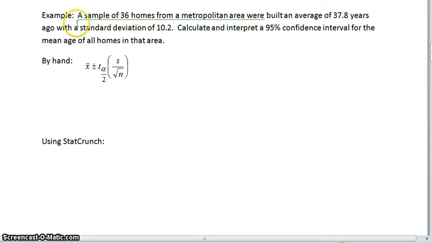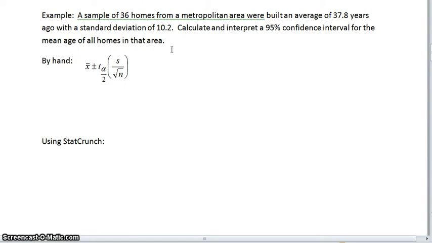So first, let's notice why this is a t-interval problem and not a z. Here we're given a standard deviation, but keep in mind this standard deviation comes from the sample. Therefore, that's not sigma, that's S. So here we have a sample of 36 homes have a mean of this with a standard deviation of this. That's one of the really common ways that they say the sample standard deviation, or S.